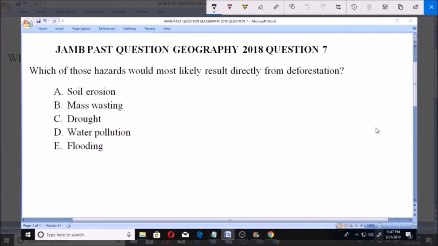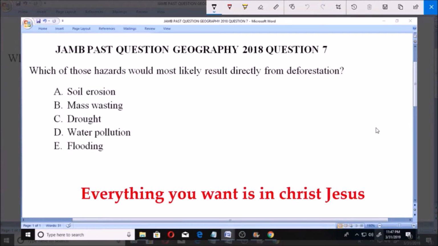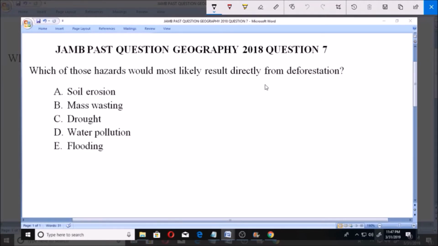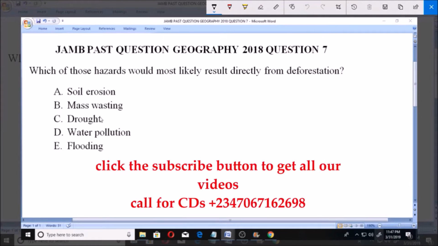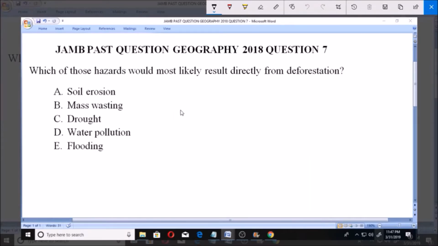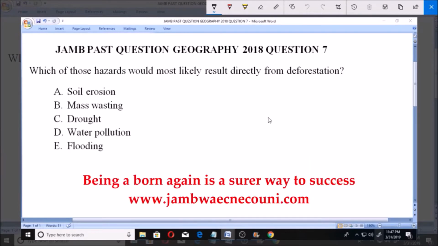Welcome. Let's look at this Jamb past question, Geography 2018, question number 7. Which of the following hazards would most likely result directly from deforestation? A. Soil erosion. B. Mass wasting. C. Drought. D. Water pollution. E. Flooding. Now, whenever you talk about deforestation, we're talking about when we have trees.